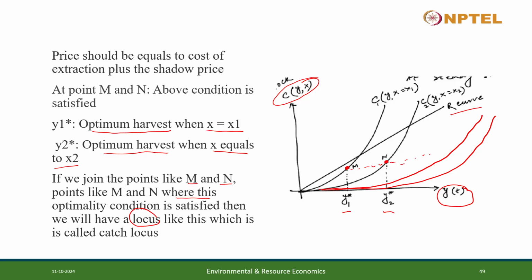Then if I join all these points where the condition which we have derived, that price is equal to shadow price plus marginal cost of extraction, is fulfilled, this M, N, O, P and so on, this whole line is known as the catch locus. These are the economically optimal points of extraction, since they follow the optimal extraction condition which we have derived.